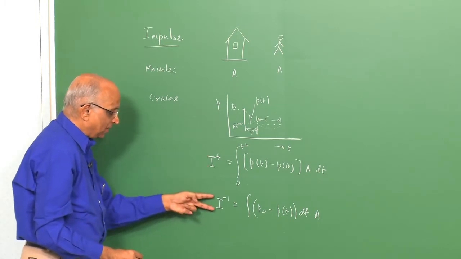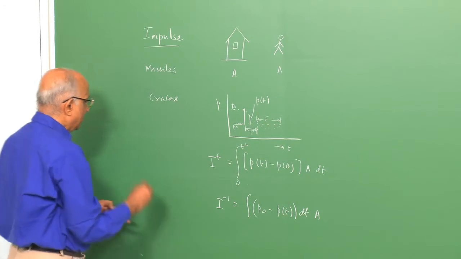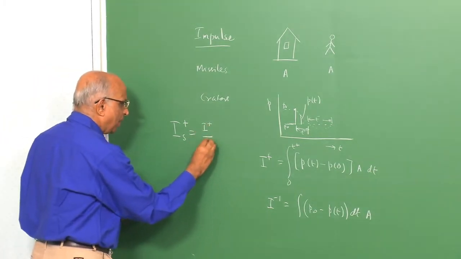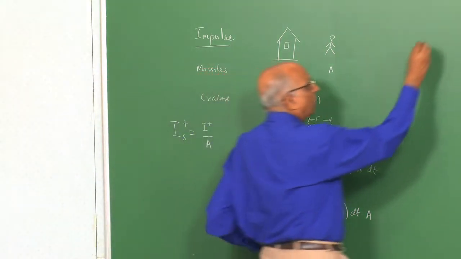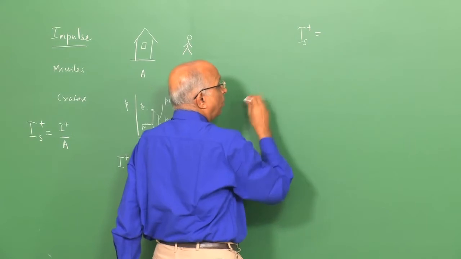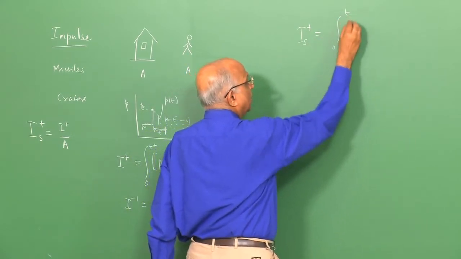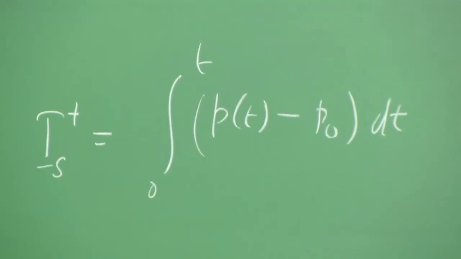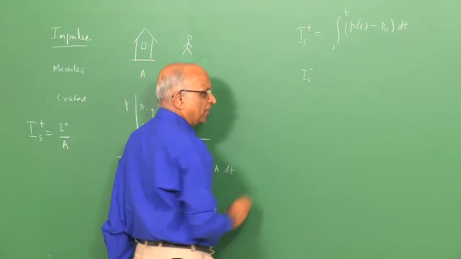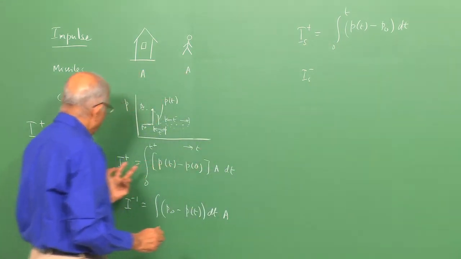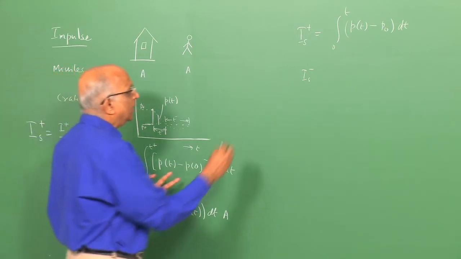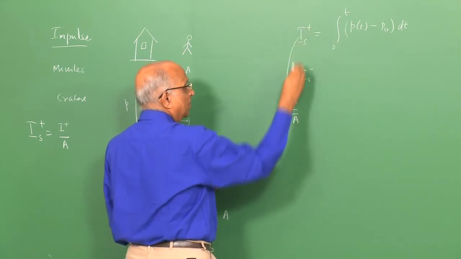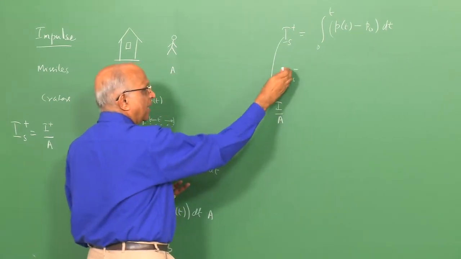I have the positive impulse, I have the negative impulse, and what we defined yesterday was the specific impulse, which is the impulse divided by unit area. Therefore, we write the expression for the positive specific impulse as the integral from 0 to t plus of P t minus P 0, the ambient pressure, times d t. Similarly, I also have the value for the negative specific impulse. Specific impulse is different from impulse in that we are talking of impulse per unit area. I plus divided by A is I s plus, and I minus divided by A is I s minus.